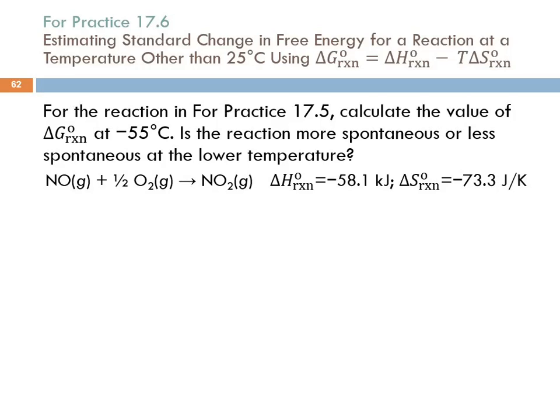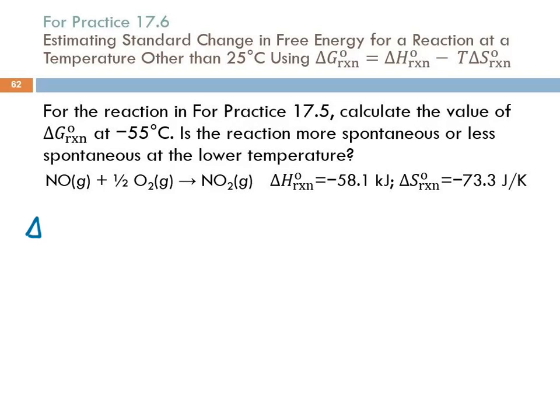Now we're going to estimate the standard change in free energy for a reaction occurring at some other temperature. This is just an estimate. So we're going to use the reaction in the problem that we just worked, and we're going to calculate the value of delta G at minus 55. And we're asking, is the reaction more spontaneous or less spontaneous at the lower temperature? And for our convenience, I put the delta H and delta S that we already calculated, right? Because we don't need to do that again.